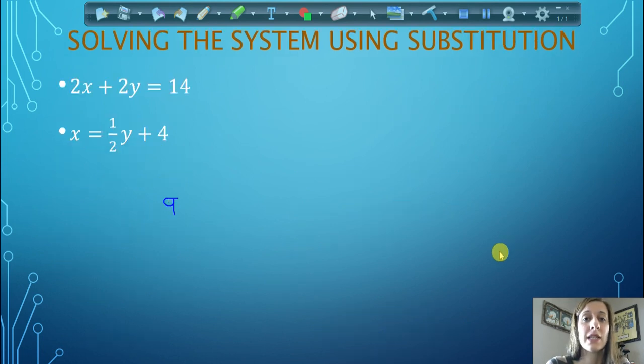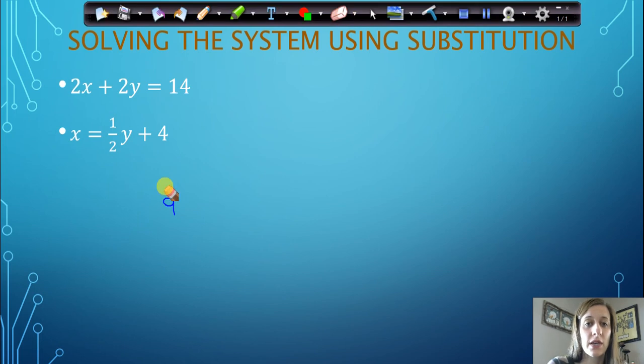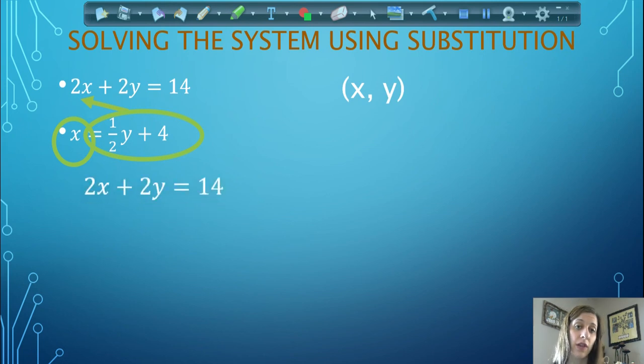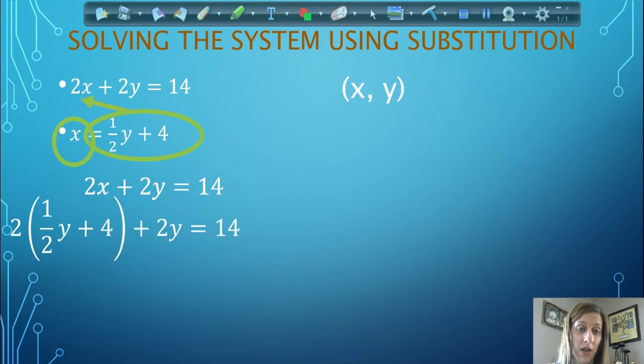Okay, here's our last example of using substitution. So I am going to find the x and the y value again that satisfies both equations. This time I've given you an x equals equation. So x is equal to this expression. I'm going to substitute that expression into where x is in the second equation. So here's the equation, 2x plus 2y equals 14. I'm going to take out x, and I'm going to substitute in the expression 1/2 y plus 4.